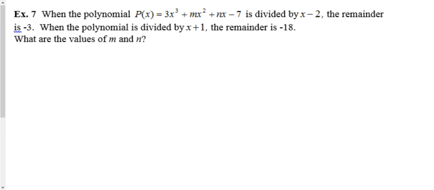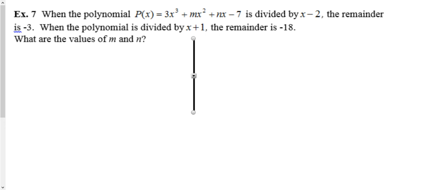In this last example here, we have a polynomial, we're dividing it, and I gave you the remainder of the first division. You take that same polynomial, you divide it again, and you're going to get this for a remainder. So two different remainders right now. What's the value of m and n ultimately? So I'm going to split up my screen really quickly here.